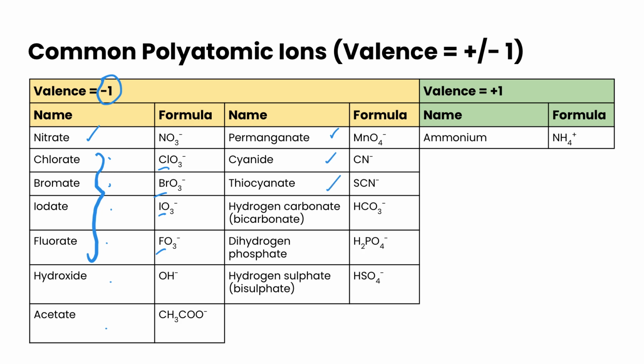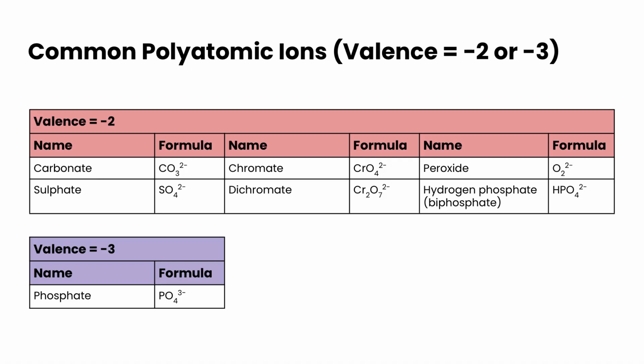And then we've got all of our bi sort of stuff. We have hydrogen carbonate, sometimes called bicarbonate. We have dihydrogen phosphate, or hydrogen sulfate, or bisulfate. All of these are a -1 valence. The only one with a +1 valence that's pretty common is ammonium, NH4+, and that one does come up quite often.